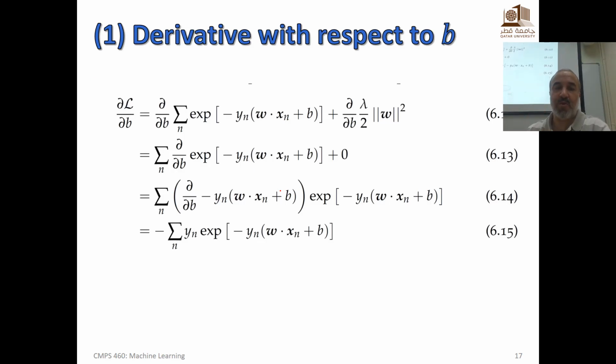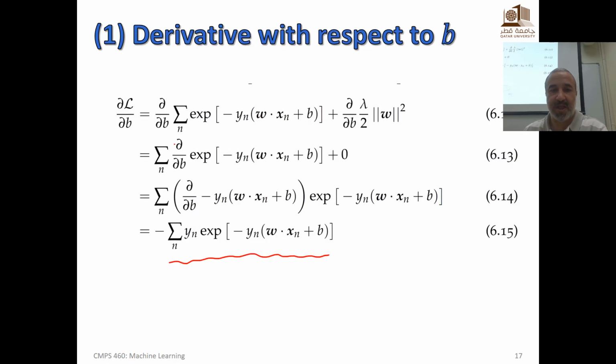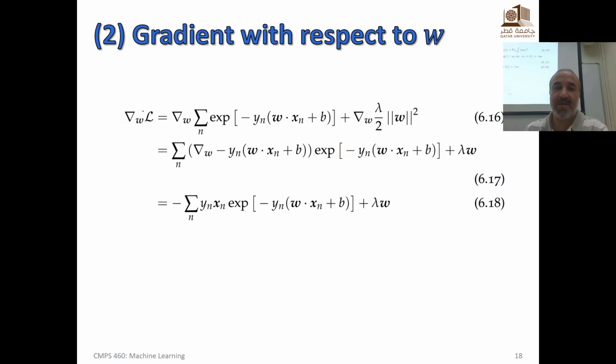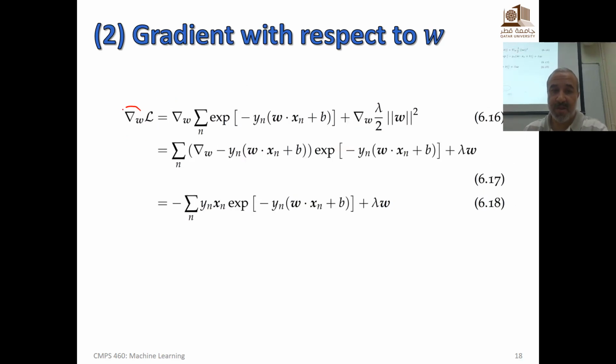So the first one is to get the derivative with respect to b. This is in the textbook. You can, I think, go through it, just calculus. Given that this is the function, we will get the derivative with respect to b. So this is the derivative eventually, and this is the derivative with respect to w. You will notice that here we are using this way of writing the derivative, which is the partial derivative, because we have multiple variables, and here we are using the gradient.